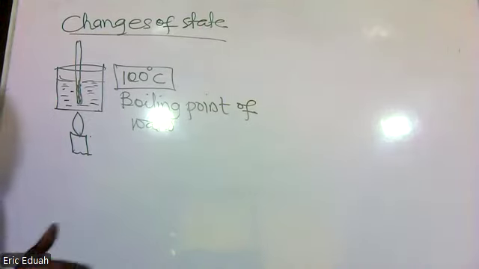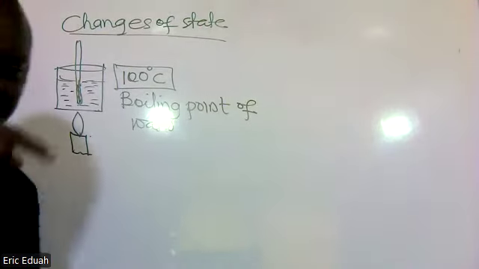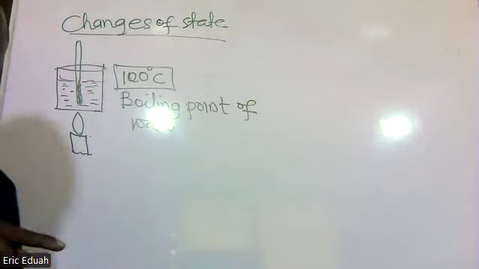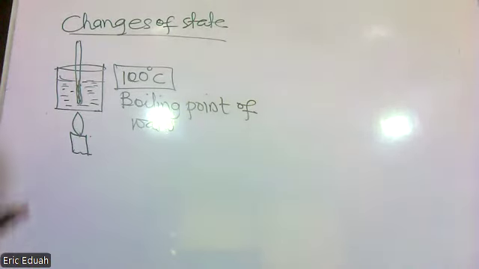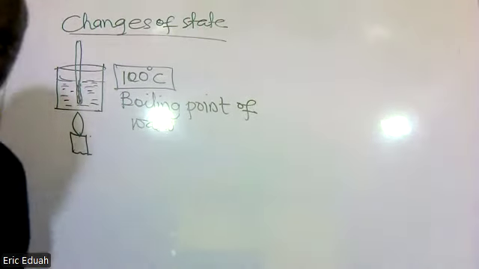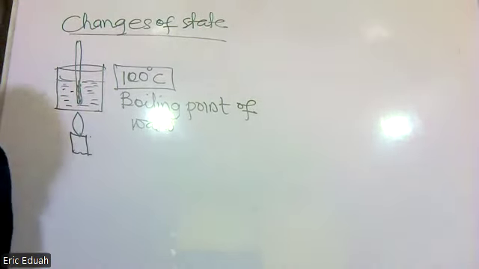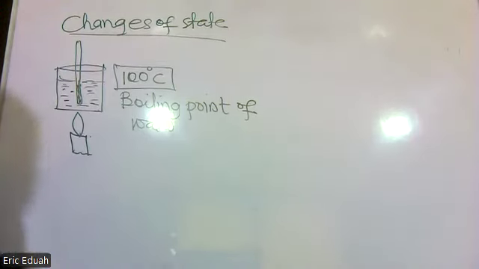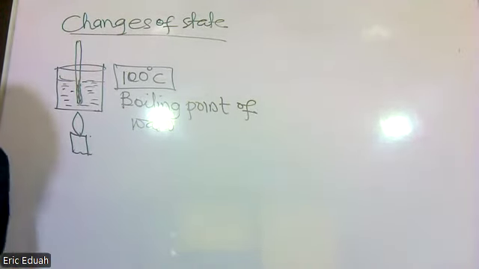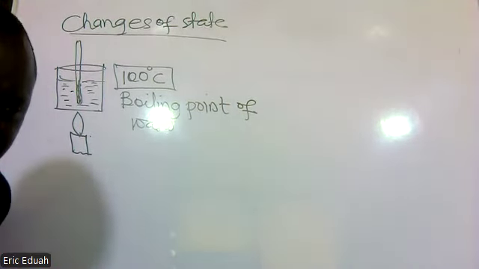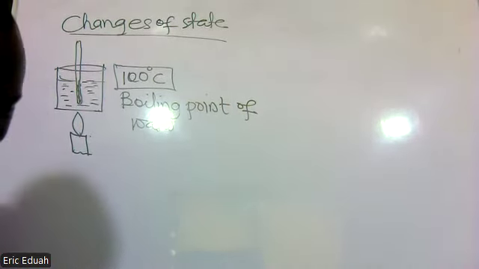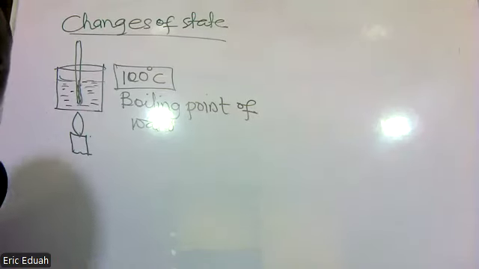And change of state begins at a particular temperature. This temperature can be either the boiling point, freezing point, or melting point. So we describe the boiling point of a substance as the temperature where change of state begins.